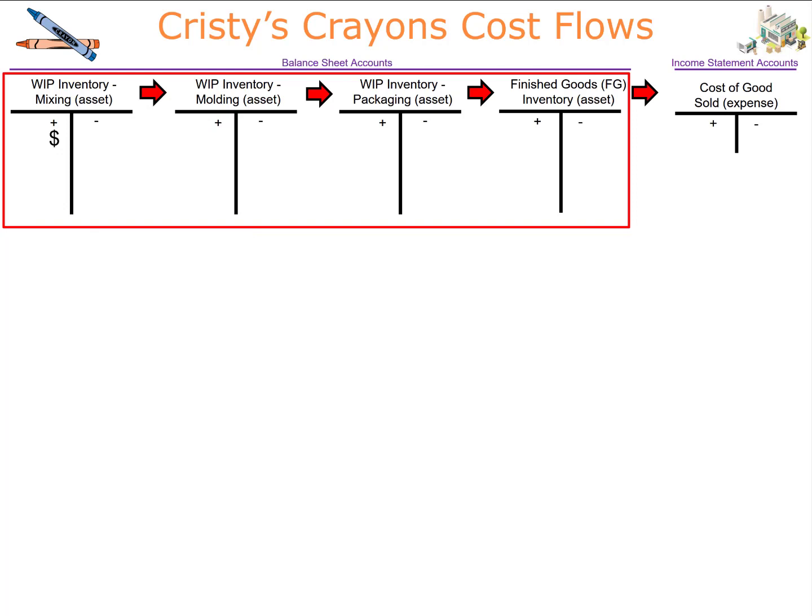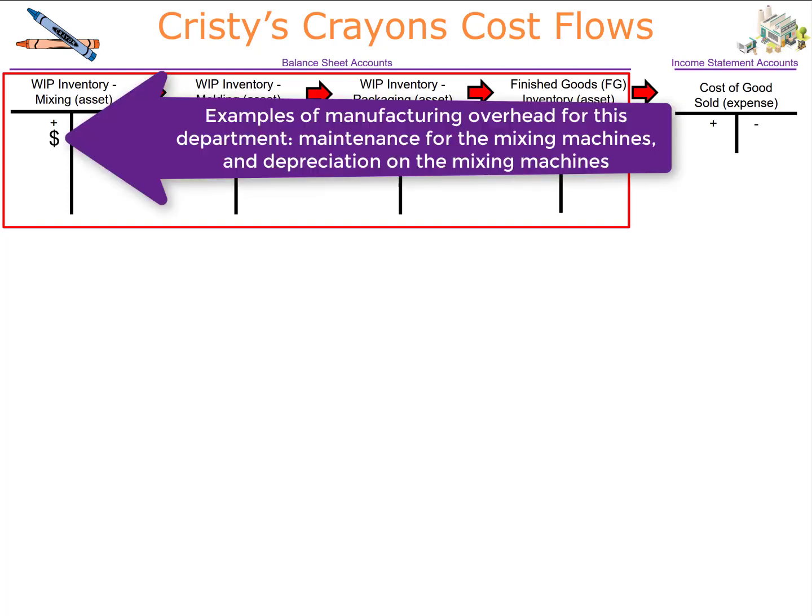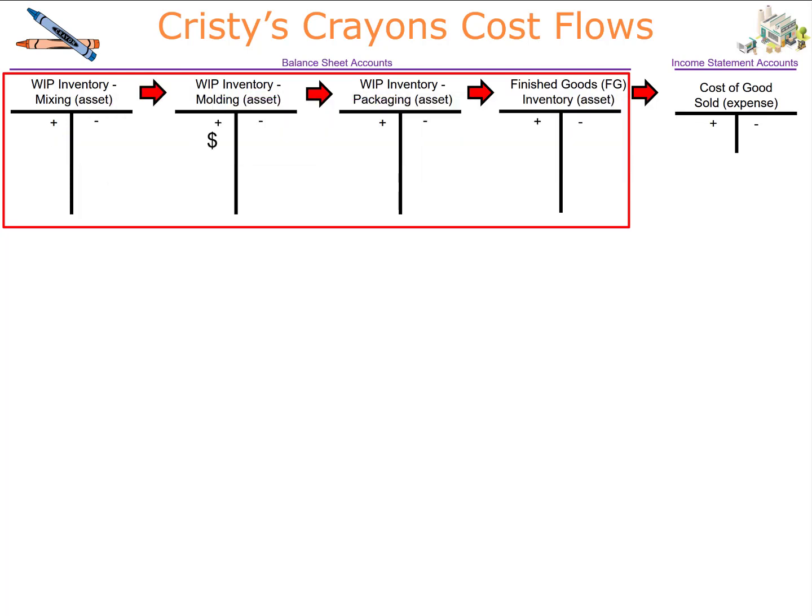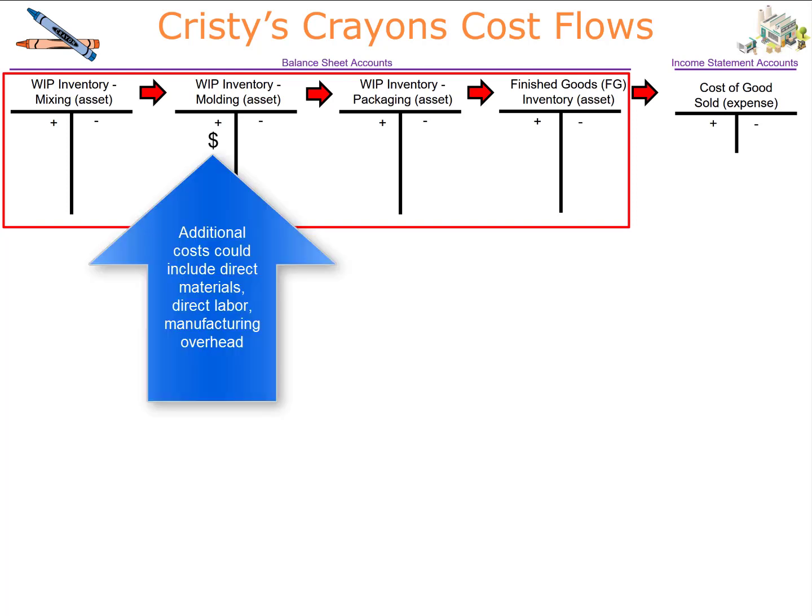So in each process or department, the costs get larger and larger as more costs are added to make the crayons. Examples of manufacturing overhead costs for the mixing department could be maintenance costs on the mixing machines and depreciation on the mixing machines. Then the crayons and their costs transfer to the molding department, where the crayons are poured into molds. There, additional costs accumulate.